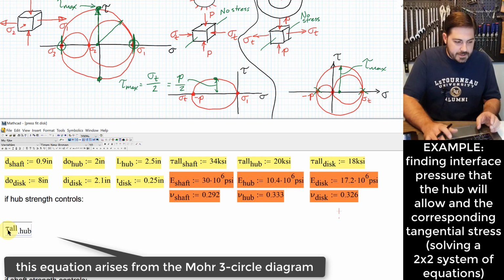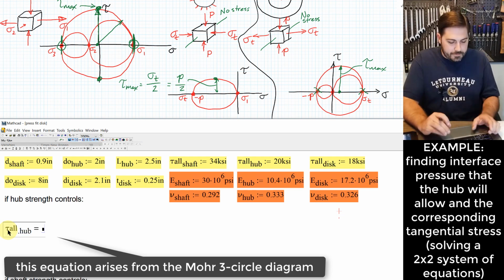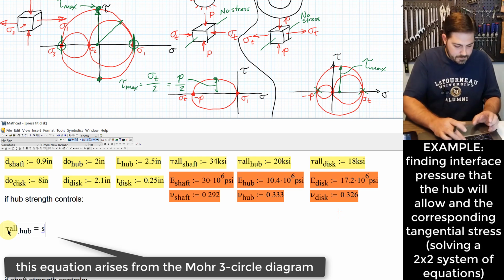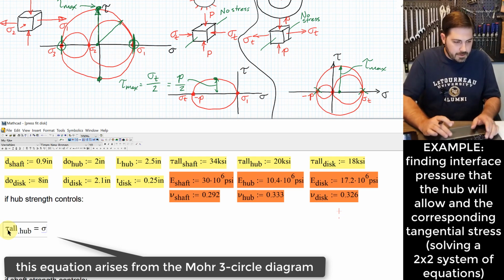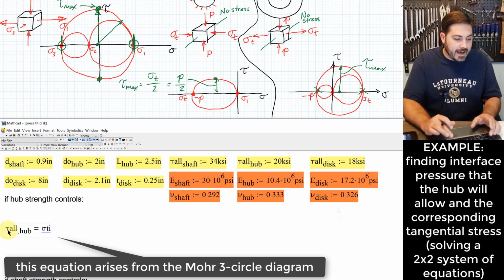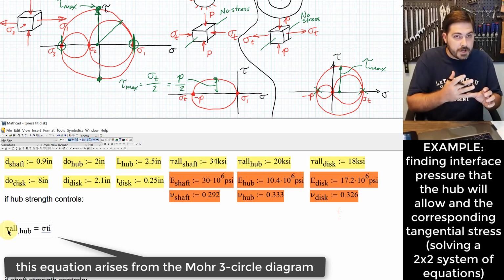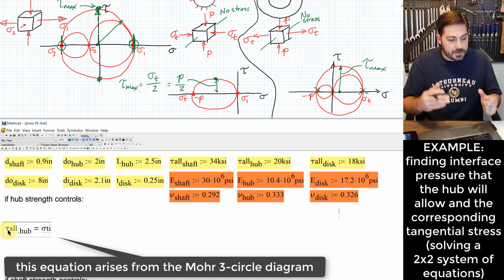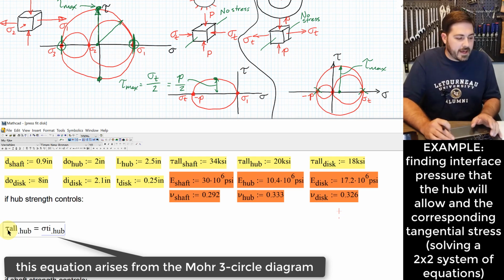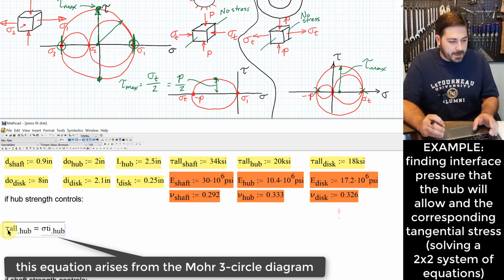We're going to say that this is going to be equal to sigma t, right? So like this. And I'm going to name this a little bit differently. I'm going to call it sigma t, and we're going to call this i. It's the inner surface of the outer member. So let me call it sigma ti for the hub, because by putting the subscript of hub on there, that makes it obvious which one I'm talking about. Okay.